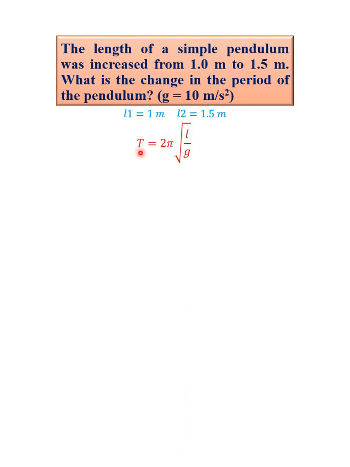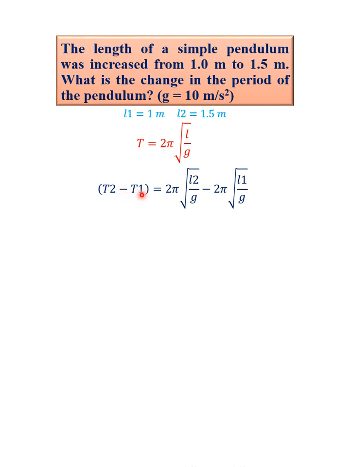First, the period of a simple pendulum is given by this formula: period equals 2 pi square root of L over g, where L is the length of the pendulum and g is acceleration due to gravity, 10 meters per second squared as given in the question. For this question, we are looking for the change in the period. So we can call the change T2 minus T1. That is the period at the second length minus the period at the original length to give us the change in the period.